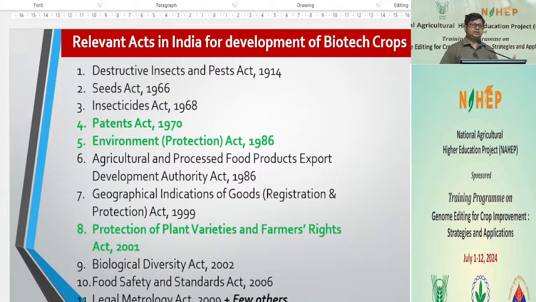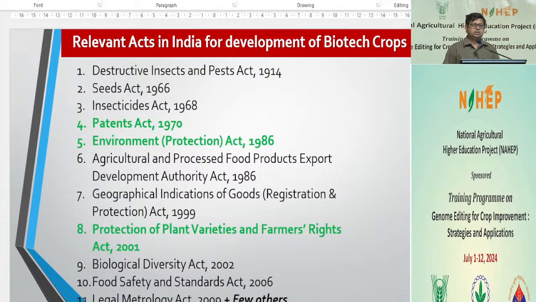We cannot send any biological material outside India without taking permission under a particular act, number 9, the Biological Diversity Act 2002. Any genetic organism or any biodiversity cannot be sent outside India without permission from this authority, which is in Chennai. So in this training program, it is our duty to tell you that all steps must be done in a lawful manner only, right?